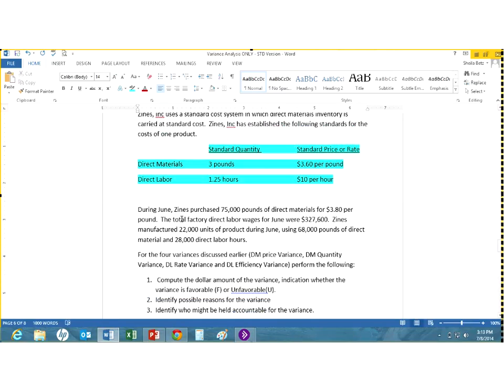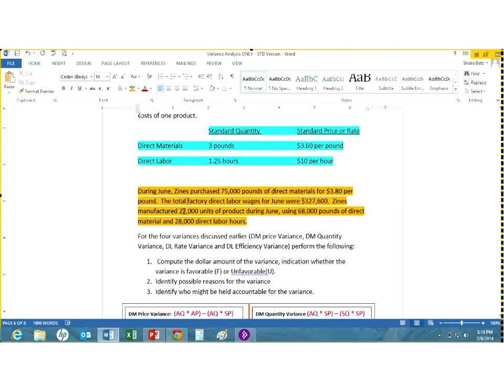It says during June, Zions purchased 75,000 pounds of direct materials for $3.80 per pound. The total factory direct labor wages for June were $327,600. Zions manufactured 22,000 units of product during June, using 68,000 pounds of direct material and 28,000 direct labor hours. So this paragraph here that I'm going to highlight in yellow is all actual data. This is standard data, this is actual.